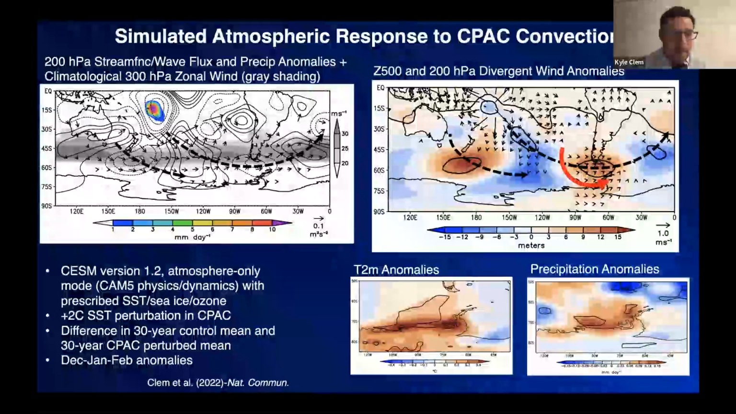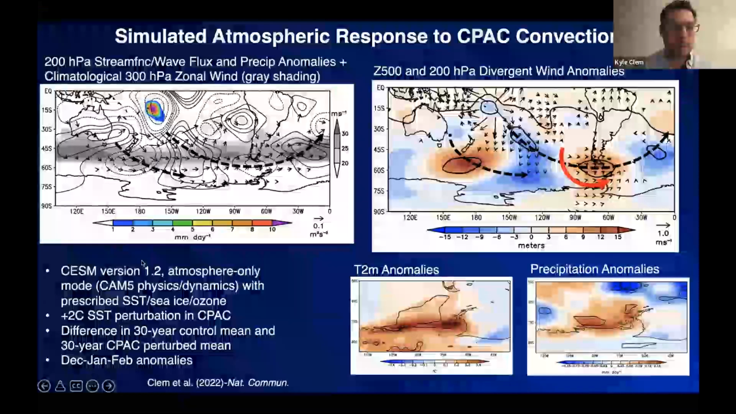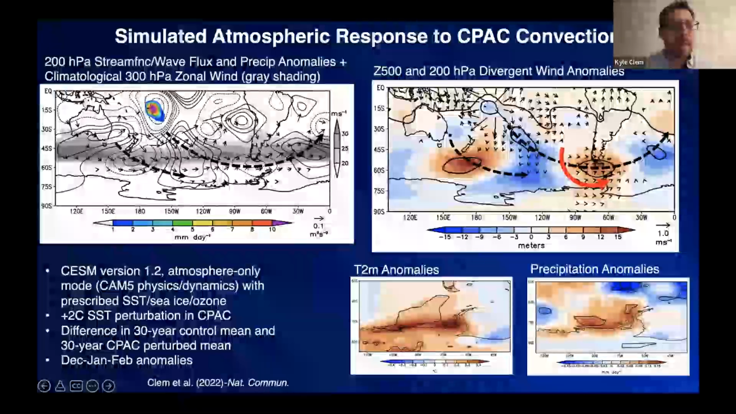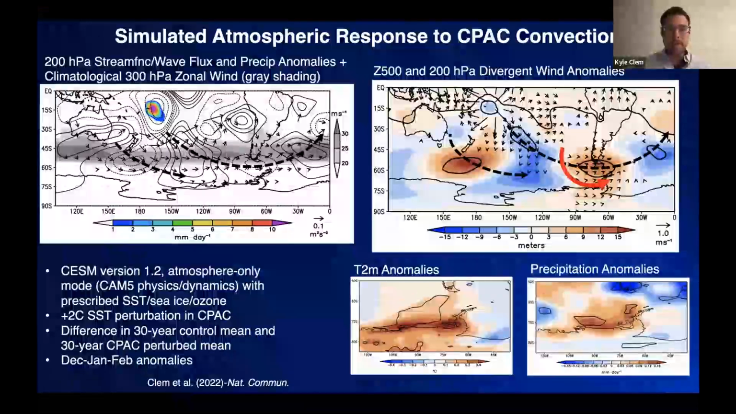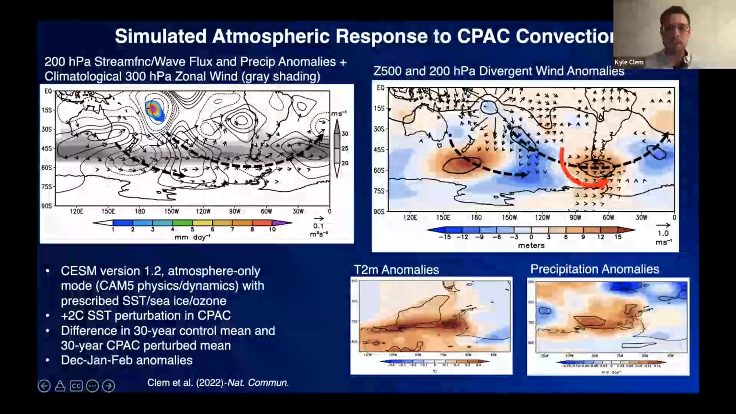However, we performed a sensitivity experiment where we generated a deep convective anomaly. So here's New Zealand, the Antarctic Peninsula. These are the precipitation anomalies that the model generated. This was with CESM version 1.2. And contours show the anomalous stream function compared to a control run. And then on the right shows the anomalous 500 hectopascal geopotential heights.